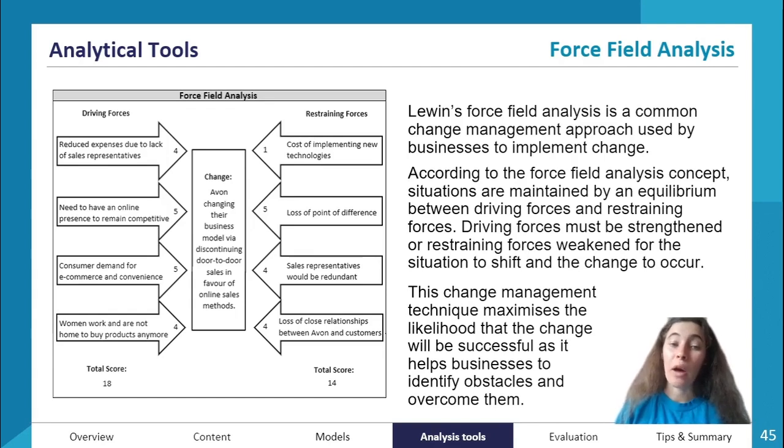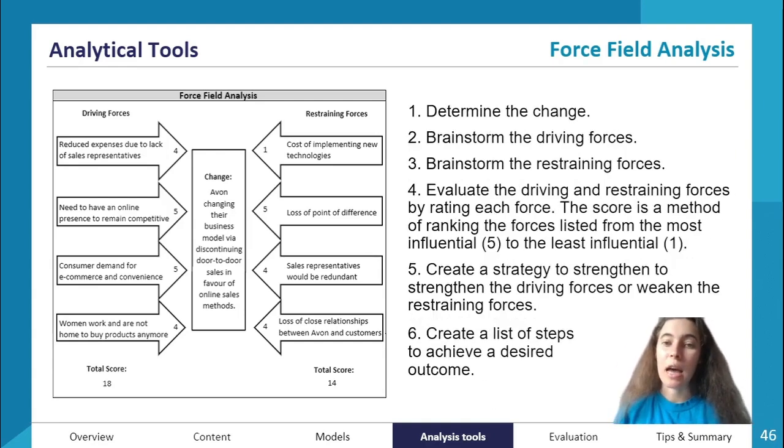because you're helping the business to identify any obstacles, and before implementing the change, actually manage and reduce those issues. So when the change is implemented, those issues don't exist anymore. So our example here is Avon, and we'll get to that shortly. But first of all, let's just do a refresher of the different steps that are involved.